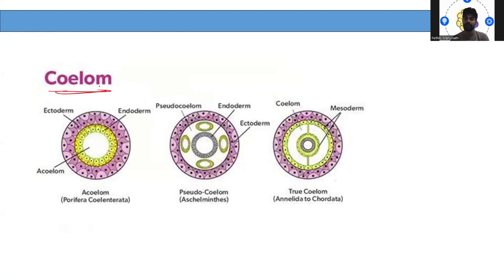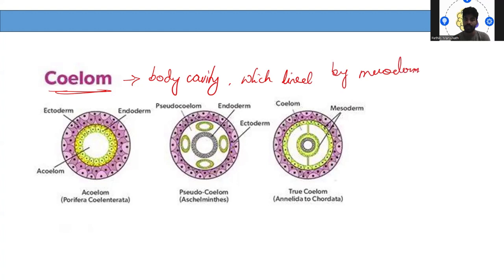Again, in coelom we have three types. What do you mean by coelom? It is the presence or absence of the cavity between the body wall and the gut wall, which is very important, and that is called the coelom. Coelom is nothing but a body cavity which is lined by mesoderm. Examples are annelida, mollusca, arthropoda, echinoderms, hemichordata and chordata. They all come under this.